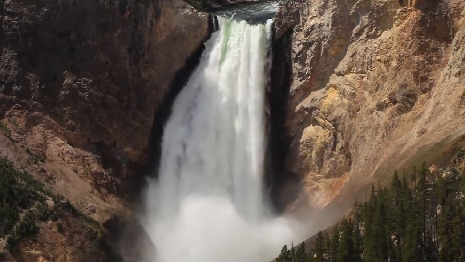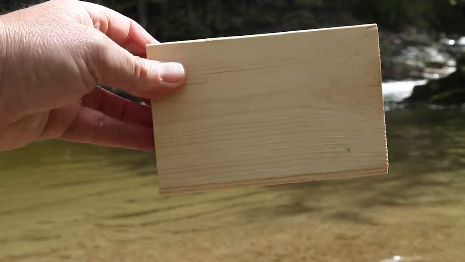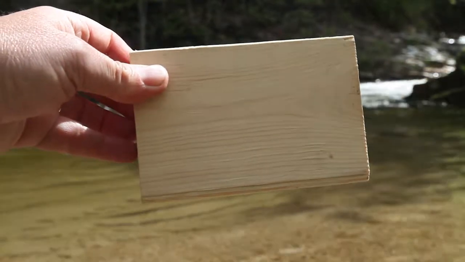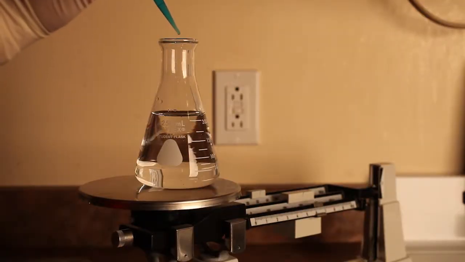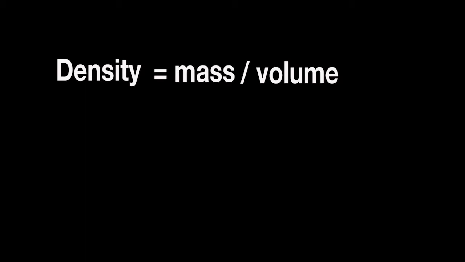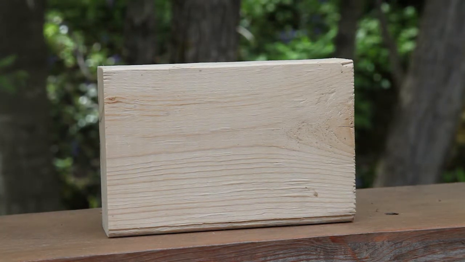We know that water has a density of 1 gram per cubic centimeter. How can we figure out if a block of wood will float without placing it in water? We already discussed that density is the amount of mass per unit of volume. This can be expressed as a mathematical formula where density equals mass divided by volume. Therefore, if we know the mass and volume of the piece of wood, we can compute its density.